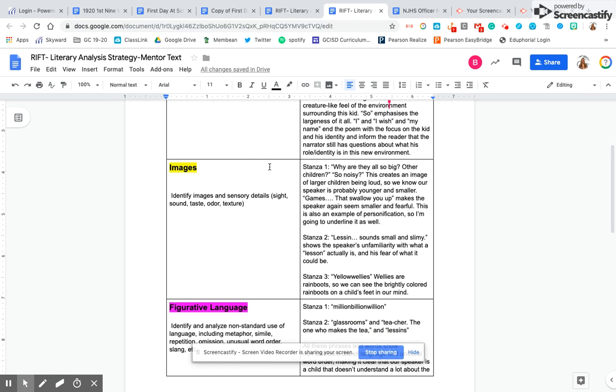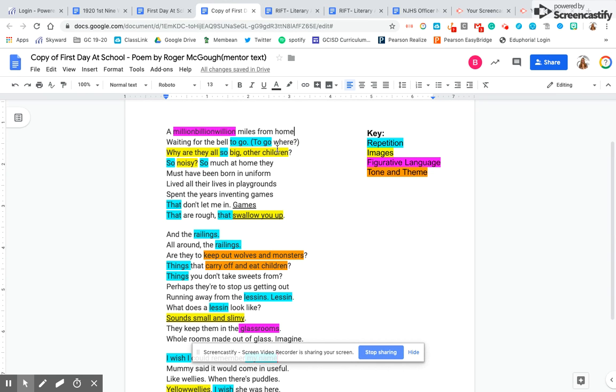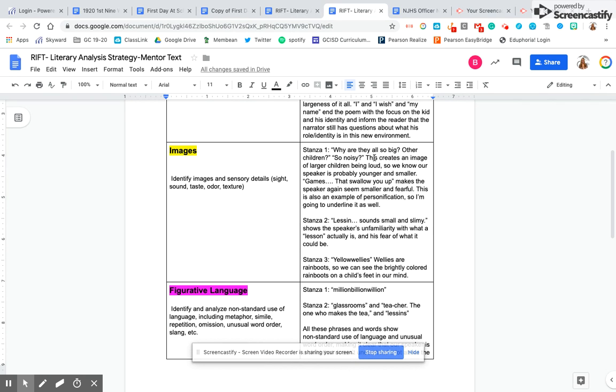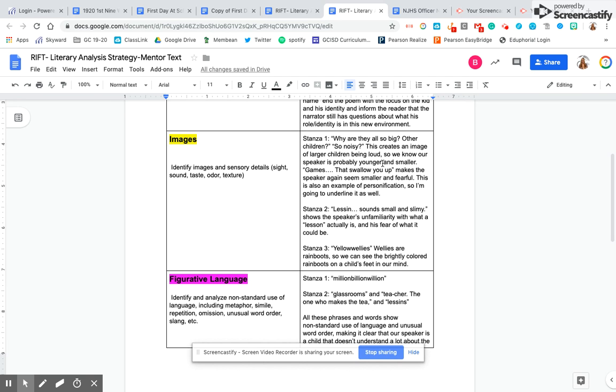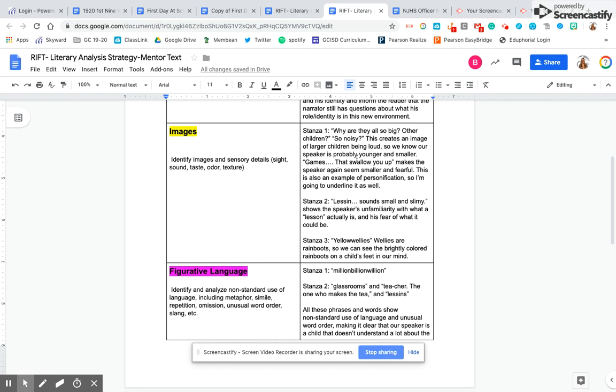And so then you'll go back through and find your yellow highlighted words, those images you found. Copy them over by stanza. We found that 'why are they all so big?' Remember, 'why are they all so big and noisy?' You're taking that and putting that in the graphic organizer. This creates an image of larger children being loud, so that we know our speaker is probably younger and smaller.